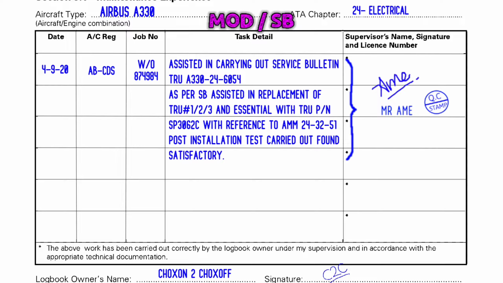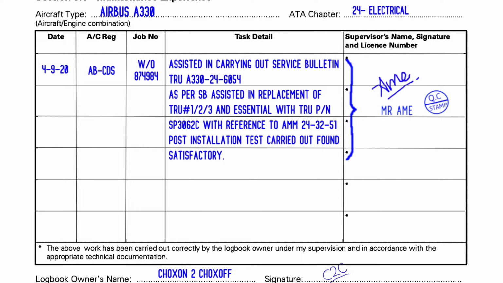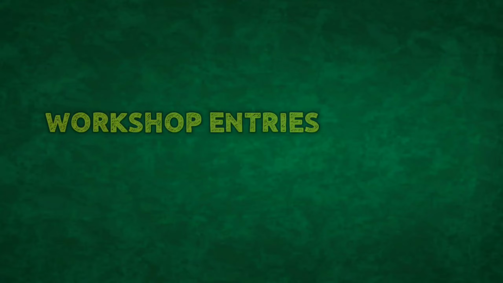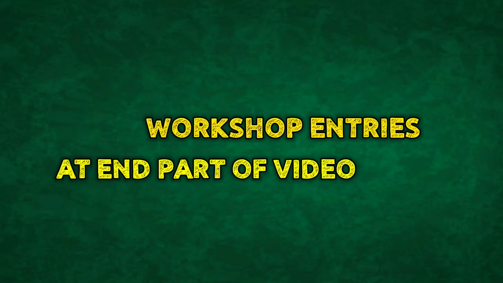Example for modification or service bulletin. You will start your entry with the title of service bulletin and the reference. Then you will write all the detail of the work carried out. Another example for service bulletin will start with the title and the reference number. Then you will write all the action carried out as per the SB. So here we have changed the wiring as per ESPM. Workshop entries we will discuss in the end part of our video.